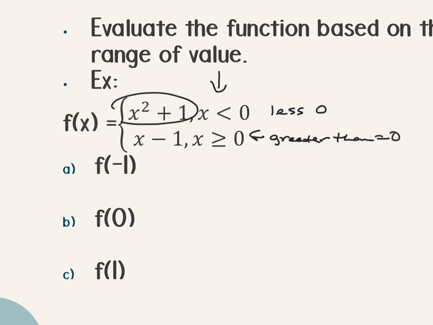So I've got to take a look and see. My number here is -1. So is -1 less than 0 or greater than or equal to 0? I can see that it's going to be less than 0, so this is the function equation I'm going to use. So I'm going to take x squared plus 1, replace x with -1, do the math, 1 plus 1, and f of -1 equals 2. As a coordinate, -1, 2.